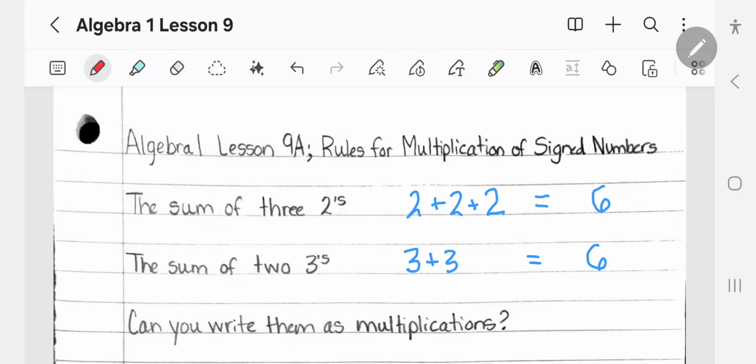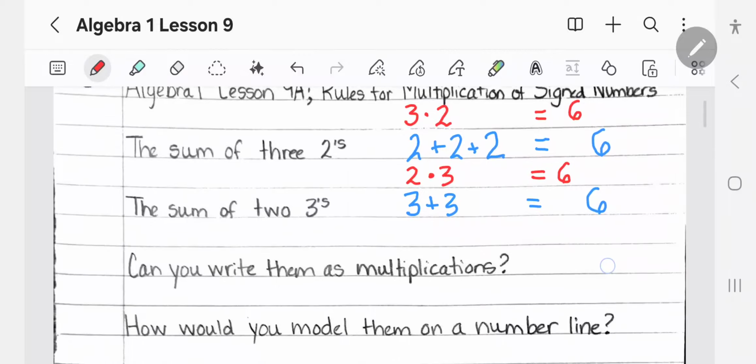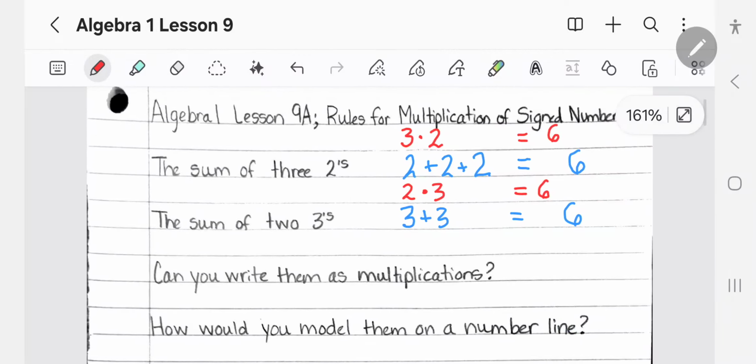Instead of 2 plus 2 plus 2, we have 3 2's. So that would be 3 2's, which is also equal to 6. And if you have 3 plus 3, that's 2 3's. I have 2 3's, and that's also equal to 6. How could you model them on a number line?